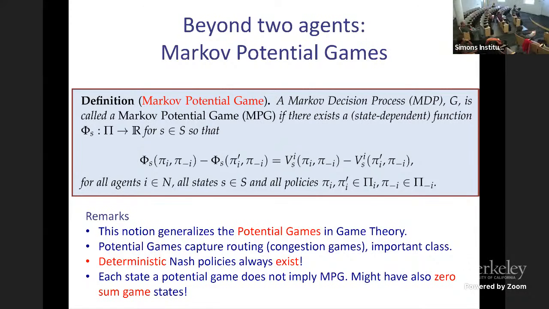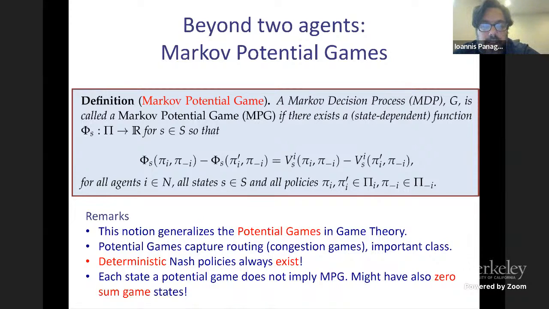So what is cool about this notion is that deterministic Nash policies always exist, and by deterministic I mean that at a particular state you play an action with probability 1, so it's not a distribution over actions; it's just a deterministic choice.